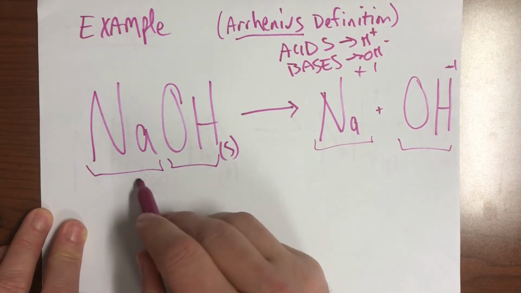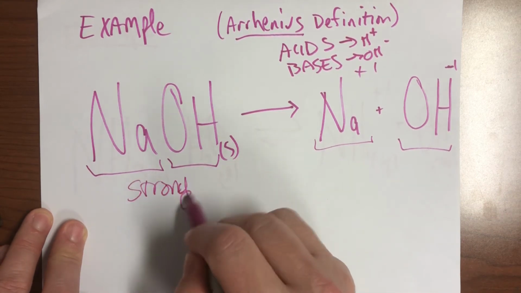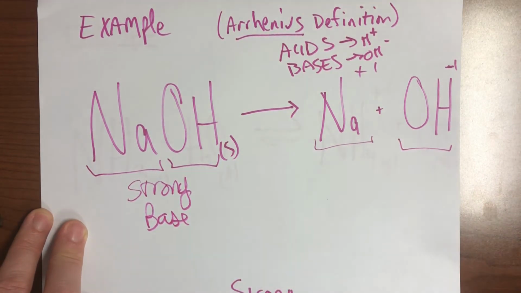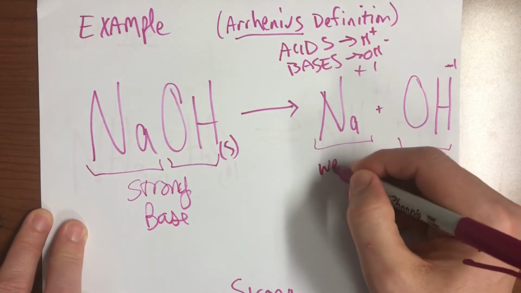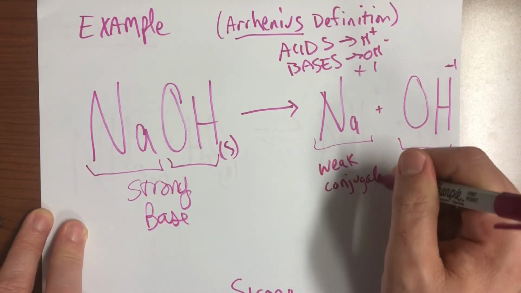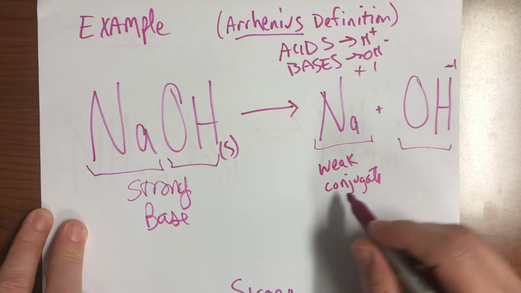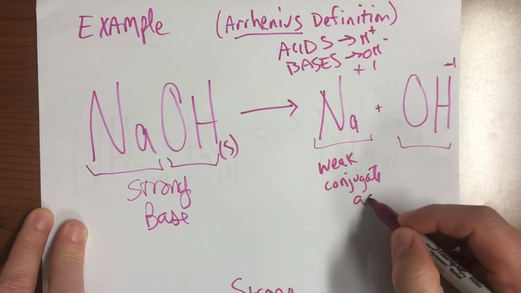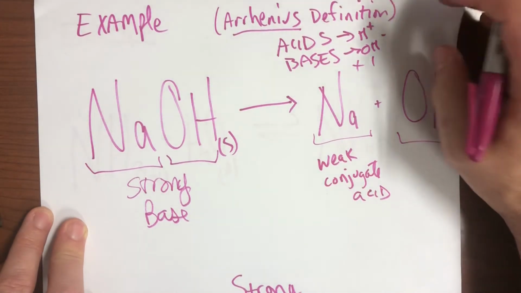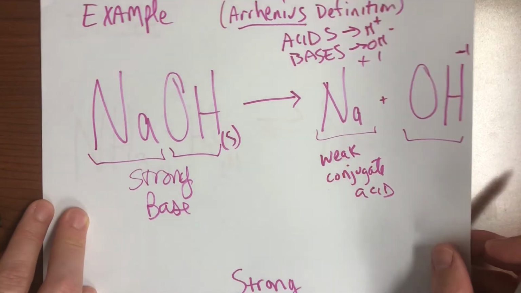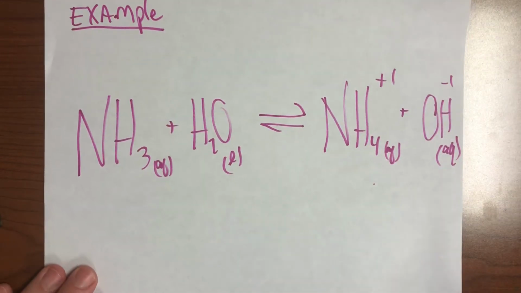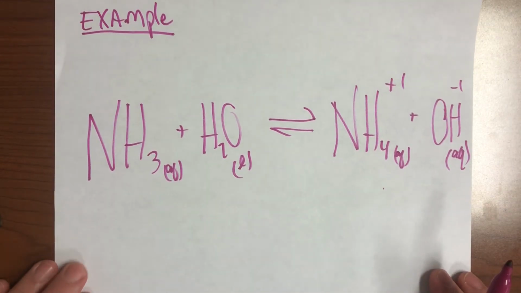This is a very strong base, and that indicates that it does break apart very easily. These do not come back together. So this would be our weak conjugate acid. So there's our strong base, there's our weak conjugate acid. There's more in the notes about some other specific strong and weak bases.